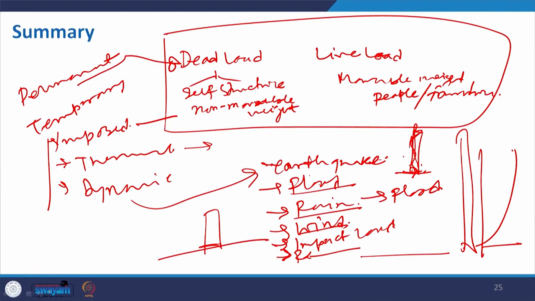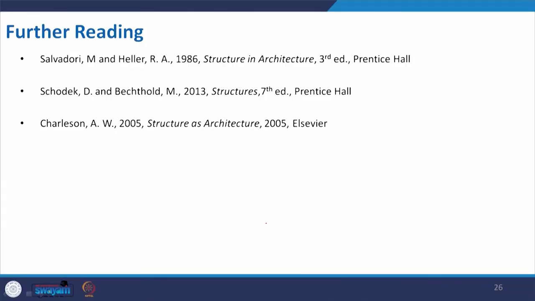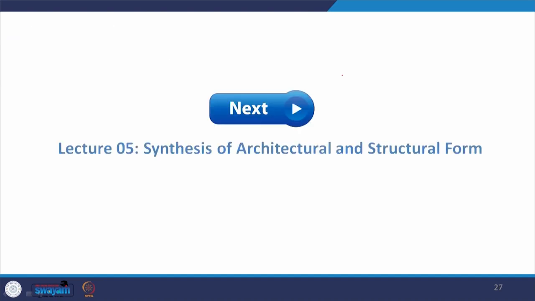In order to make your structure earthquake resistant, what type of structure is good and so on. The challenge is to make the structure stable against all these loads without compromising the purpose for which the building was designed. With this I conclude this lecture, and these are the books I mentioned in the earlier lecture. You can go through them to get more information about all we discussed. In the next lecture we'll discuss the synthesis of architecture and structural form, which will be another interesting topic to know about. And thank you for the day.